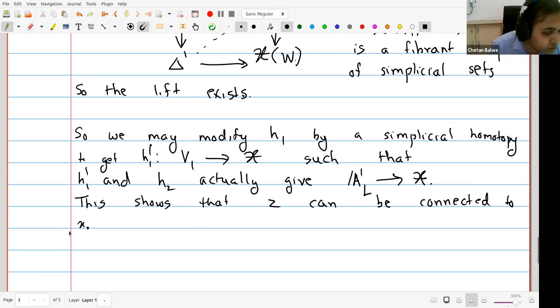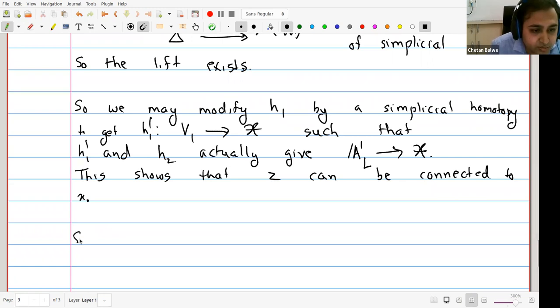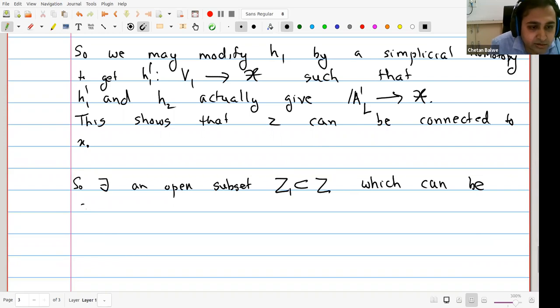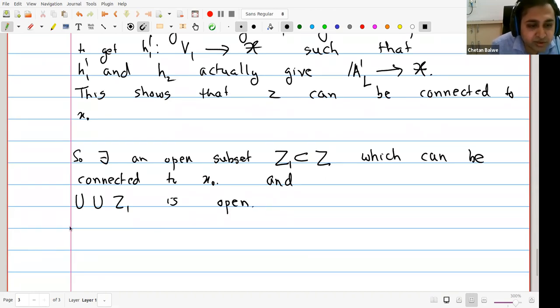And so there is an open subset Z1 of Z, which can be connected to X0, and U union Z1 is open. Okay, and so then if U union Z1 is equal to X, we are done. Else continue.